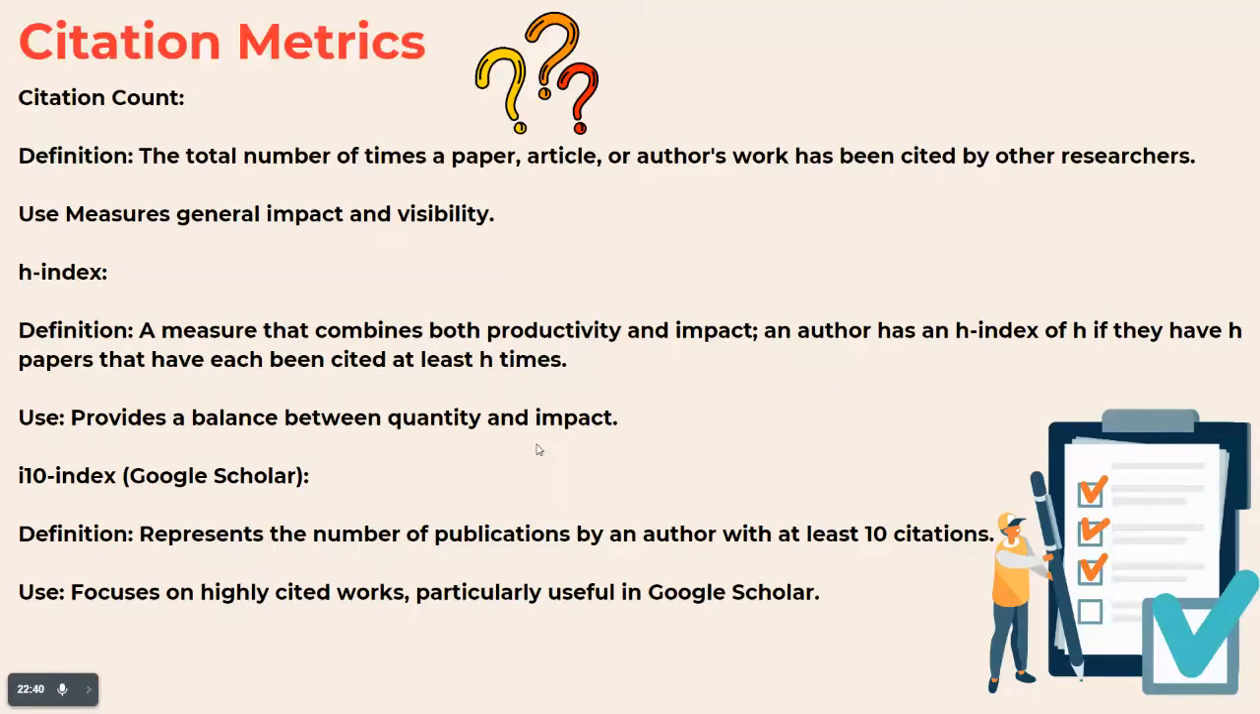So that means I have 50 publications that have at least 10 citations. This is the exact meaning of the i10 index, which you can see in Google Scholar. The h-index means that, let's say, I have 50 papers and each is cited at least 50 times.